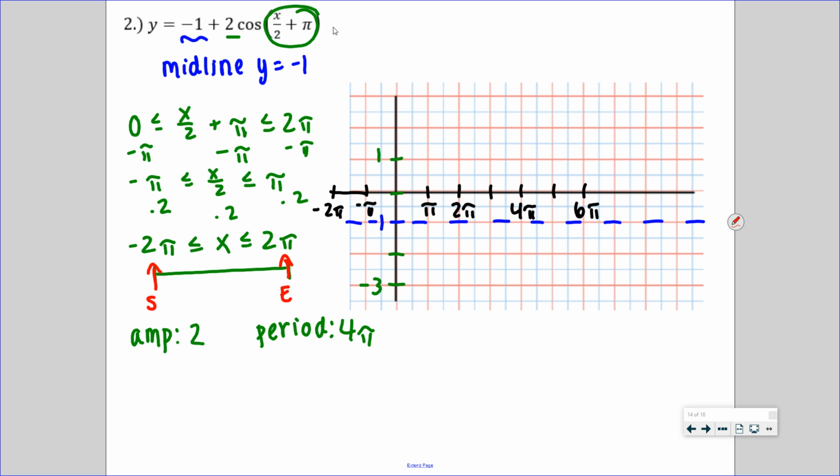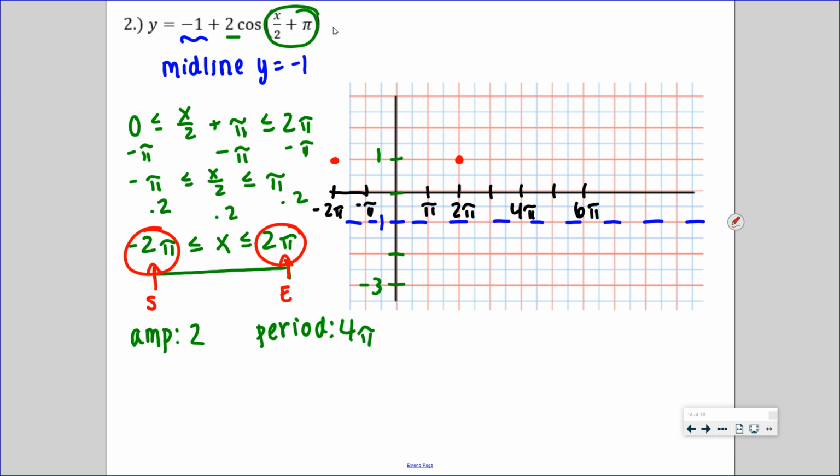Then I got to check out, is it a cosine or a sine, and do I have any reflections? No reflections here. Don't let that negative throw you off. That's a shift. The amplitude is still that +2. And it's a cosine, and cosine starts at what type of point? At the max or min? A max. Yep, a max. So at -2, where I'm starting, I'm going to have a max here at 1. And then I'm going to end where I started. So at 2 pi, I'm going to go back at a max.